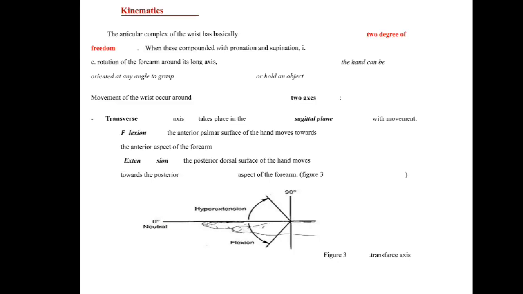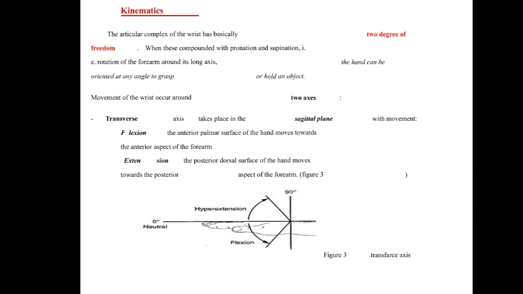Now we have the kinematics. The articular complex of the wrist basically has two degrees of freedom. When these are compounded with pronation or supination, there can be rotation of the forearm around its longitudinal axis. The hand can be oriented at any angle to grasp or hold an object.